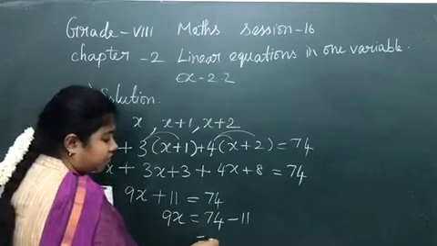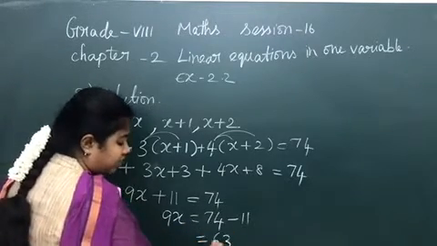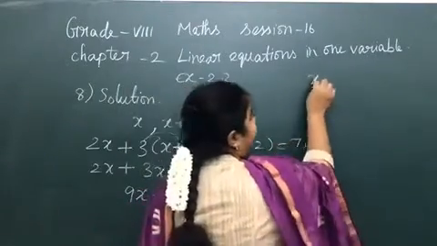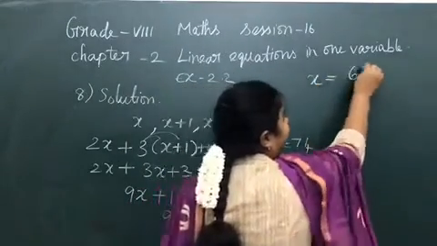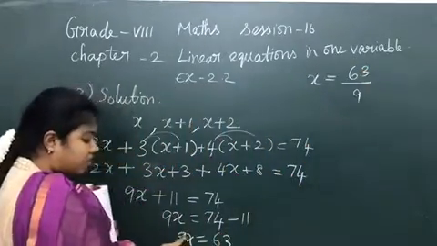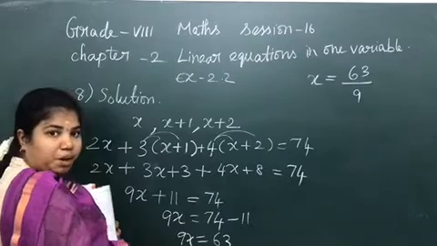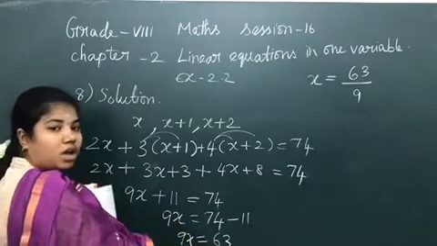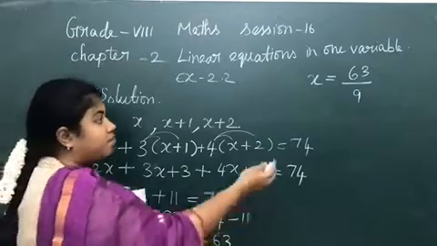What is the subtraction of 74 minus 11? It is 63. 9x is equal to 63. So let me keep the x as it is and let me take the 9 to this side. So 9x means, what is the symbol in between 9 and x? It is multiplication. When it is multiplication on the left hand side and it goes to the right hand side, it becomes division.